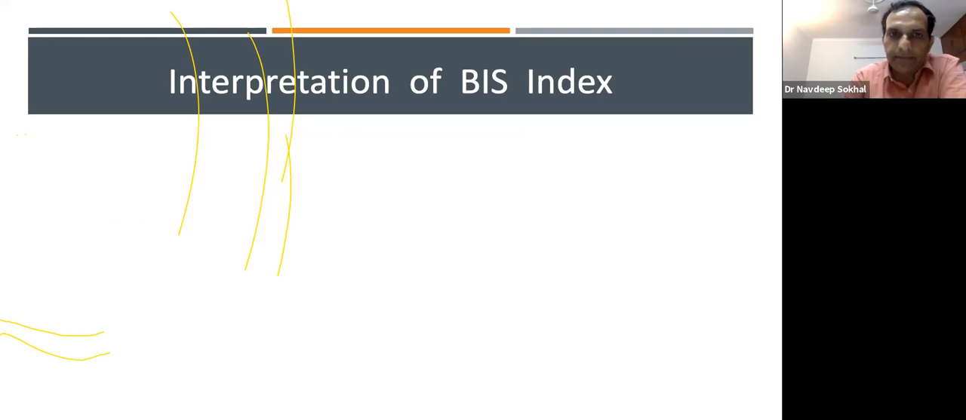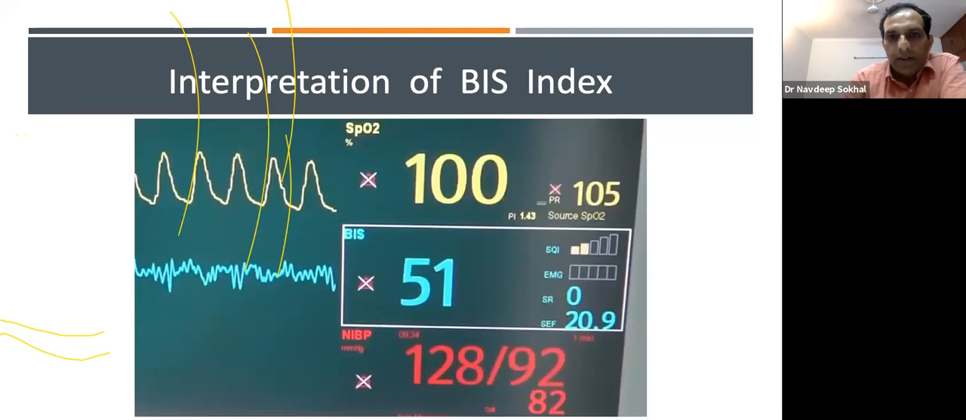Interpretation of BIS index. Now, what is your interpretation? Let's see if this is our finding.